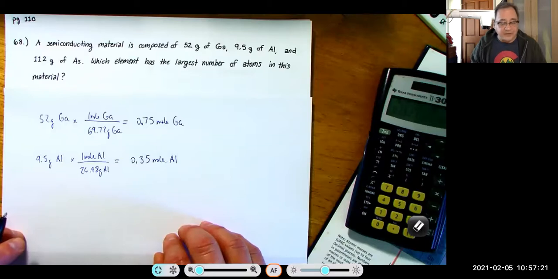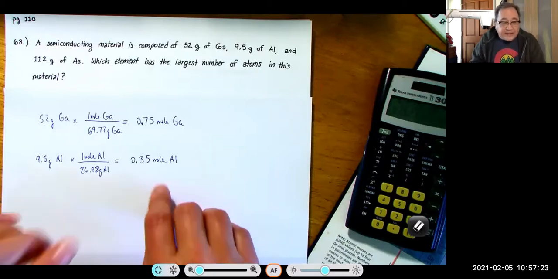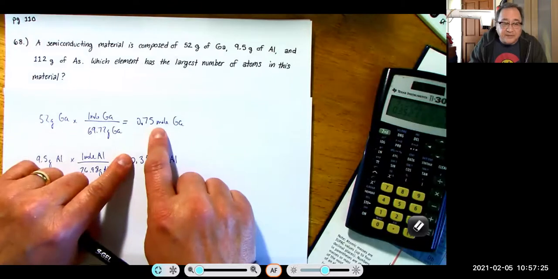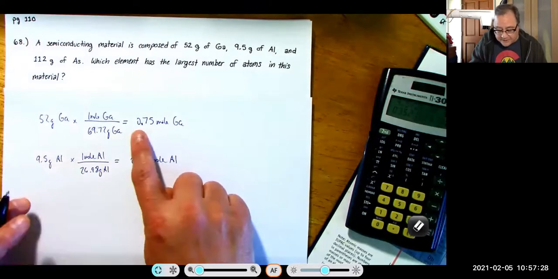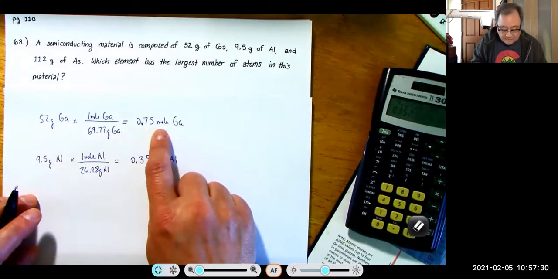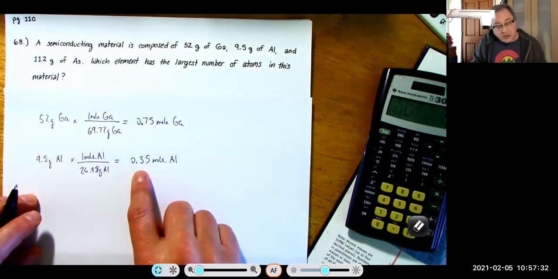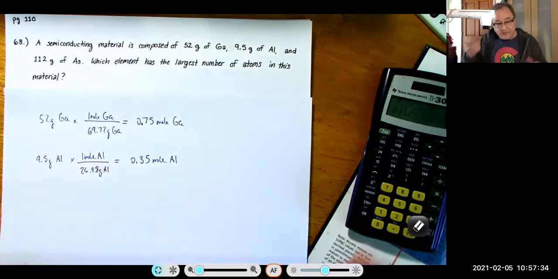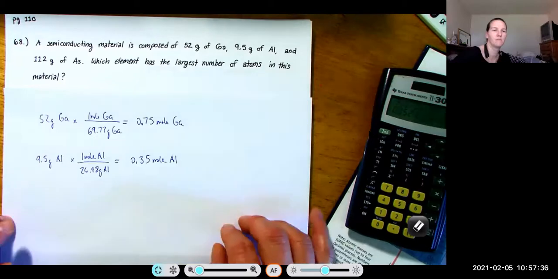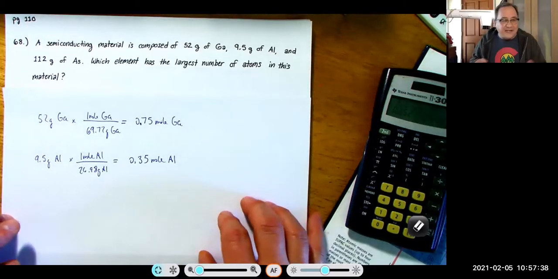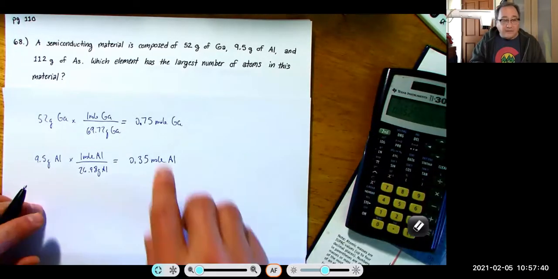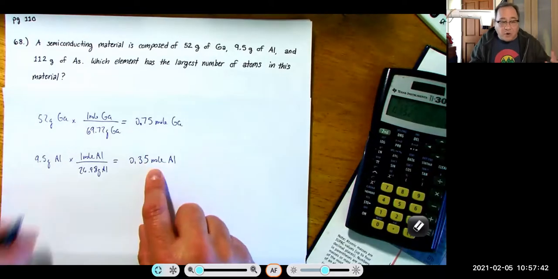Not a trick question. If you have trouble with this idea, substitute the word dozen. If you have 0.75 dozen gallium or 0.35 dozen aluminum, what do you have more of? Gallium. So the mole doesn't mean anything other than that there's a whole lot of them. But here it's the same whole lot more.